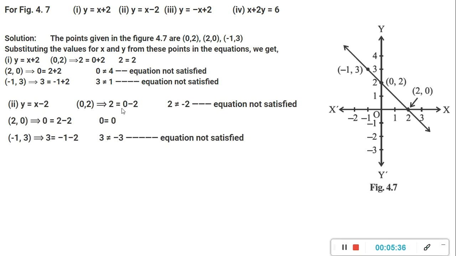Now, the second one, y = x - 2. Here the first case, 2 = -2, so that is not satisfied. Second case, 2 - 2, that is 0 and 0, that's okay. But the third case also is not satisfied.